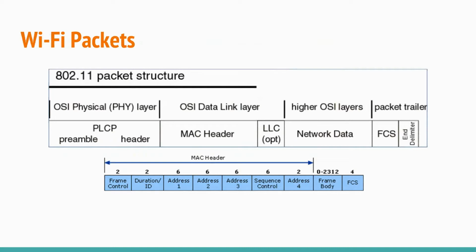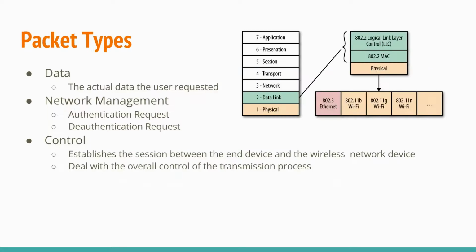So speaking of Wi-Fi packets, we have a brief overview here. This is a picture of what the Wi-Fi packets actually look like, and the different packet types. There's data, where the actual information is transmitted, and network management and control packets, which are the ones that we're looking at because it's actually what's setting up and authenticating the attacks.